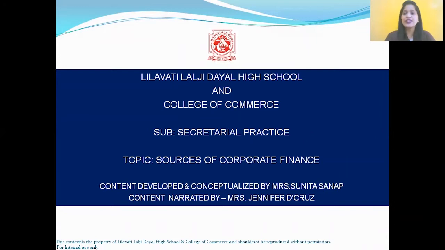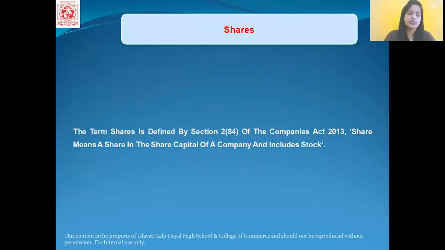And in today's class, students, we are going to study secretarial practice, chapter number 2, sources of corporate finance. Before starting with this chapter, students, let me tell you all that the total weightage of this chapter is 25 marks with option and 17 marks without option. Let us now begin with this interesting chapter.